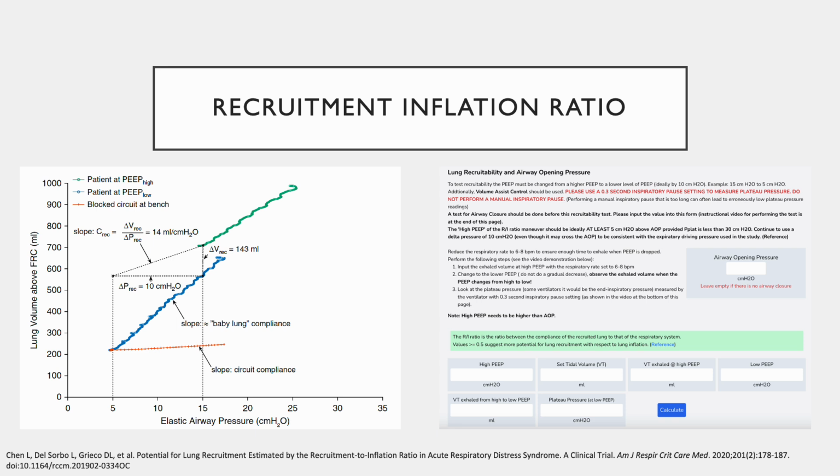Using this parameter and some fairly complicated mathematics, a value called the recruitment inflation ratio, which represents the compliance of the recruited lung to that of the respiratory system, is derived. Values of more than 0.5 suggest potential for lung recruitment, where it is suggested that higher PEEP levels can be used, and if it is less than 0.5, lower PEEP levels can be used instead. The calculations can be done quite easily through the RT-Maven website as shown in this slide, with the instructions of the maneuver shown here on the right.